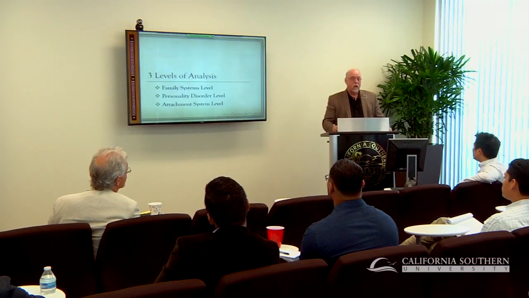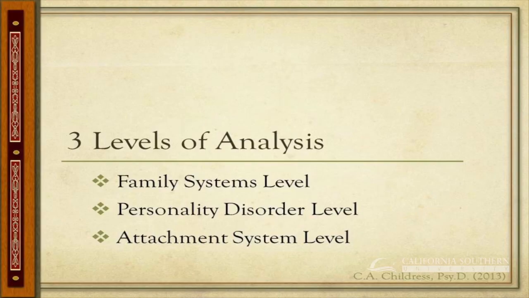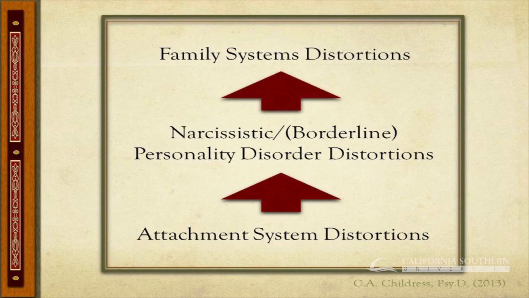So in organizing the theoretical foundations, there are three levels of analysis of what's going on. And so it can seem complex at first, but if we look at the different layers of things, we can get greater clarity on what's taking place. So at the surface level, there's the family systems dynamics. Okay, and so I'll talk about those in a second, of what the family system relationships look like. Underneath those and driving those family systems processes are the personality disorder dynamics. Underneath those are the attachment system problems and the attachment trauma.